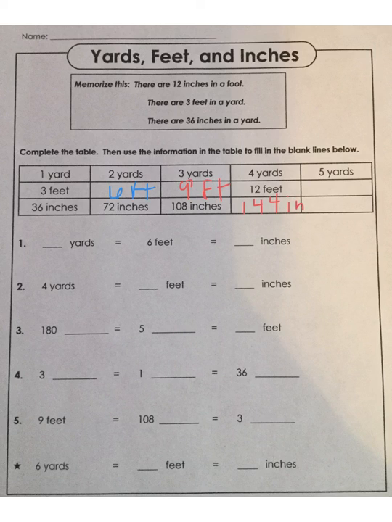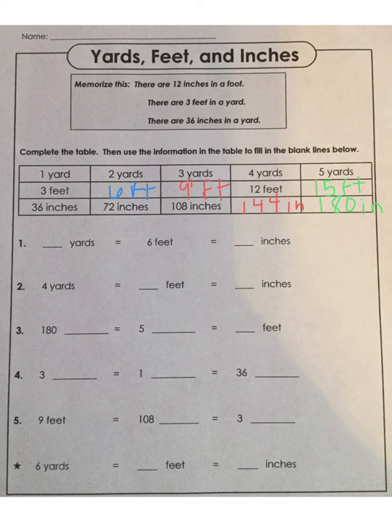Okay, and then last we have 5 yards. So 5 times 3 feet is going to equal 15 feet. Okay, and then 36 inches times 5 is going to equal 180 inches. Okay, now I'm ready to fill out the bottom. So we're trying to find the equivalency of yards, feet, and inches. And now that I did my table, it should be easier to figure out.